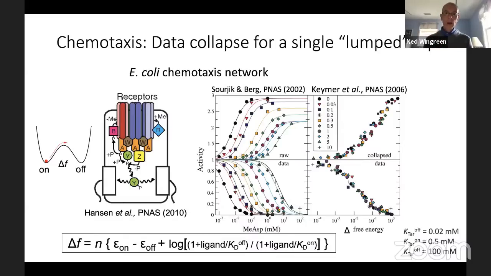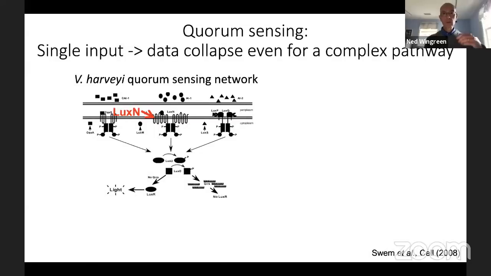Now, here, the experimentalists were able to measure the output relatively close to the input. They were just measuring the level of phosphorylation of a particular protein that was more or less in contact with these receptors. But this kind of approach really didn't depend on that output being so direct. So I'll give you another example from our work on quorum sensing with Bonnie Bassler and her group.